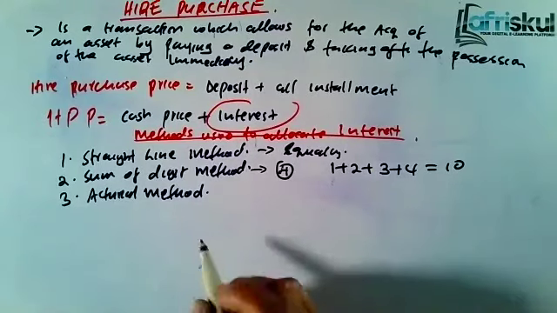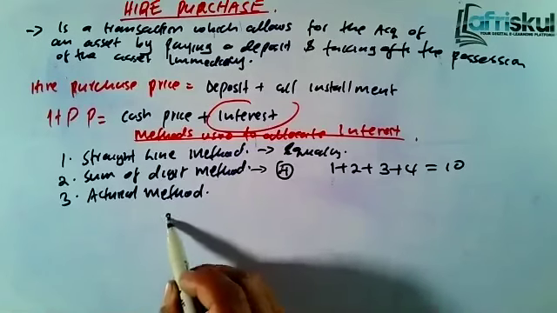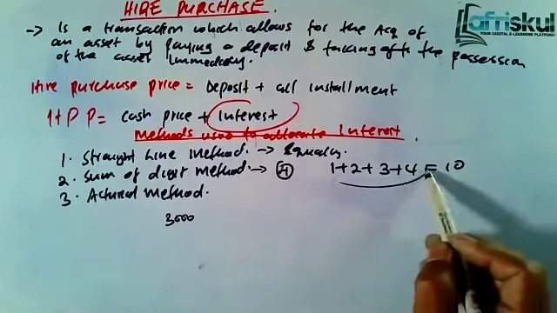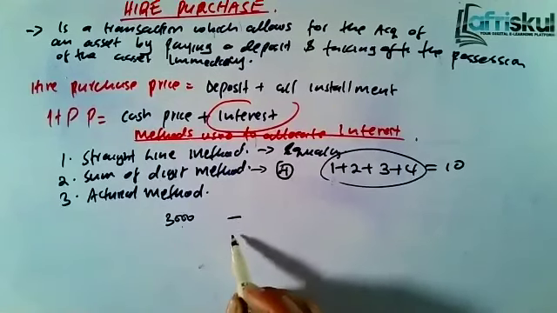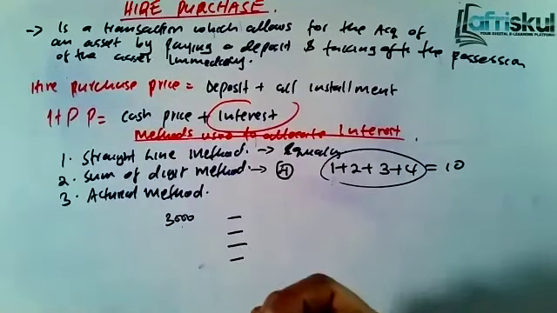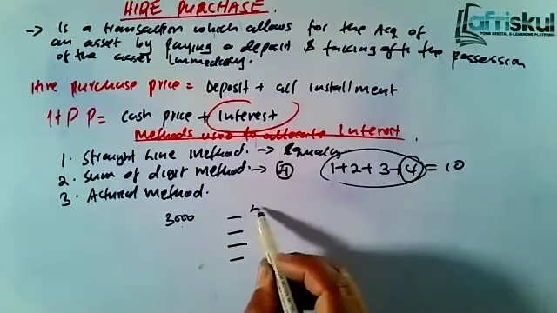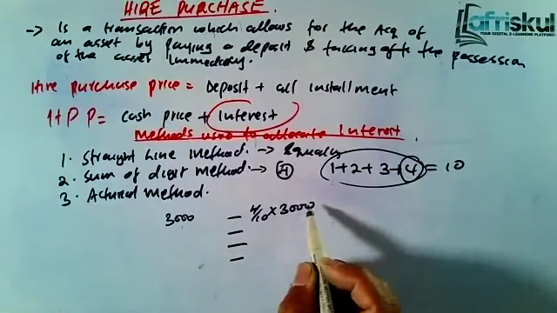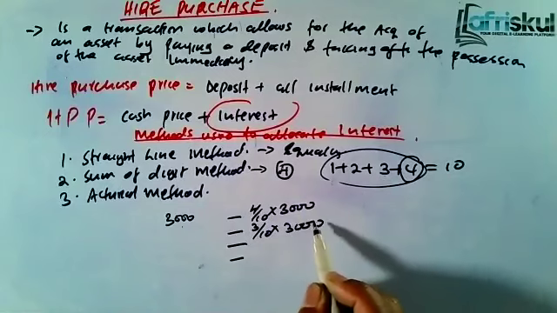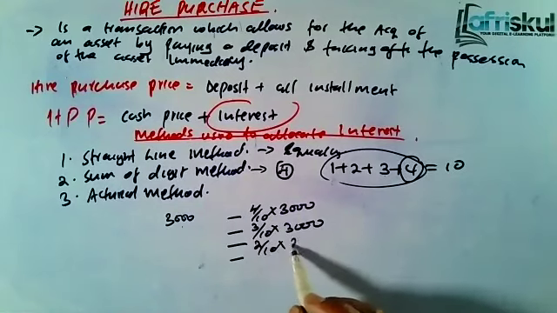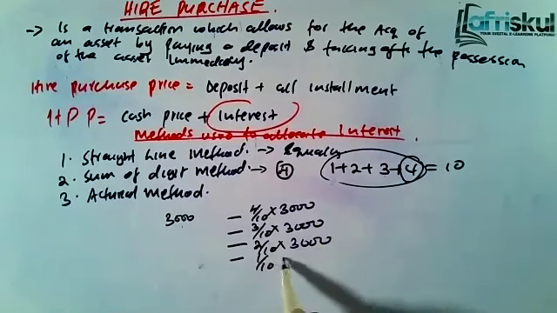Assuming you had calculated your interest and you are supposed to receive an interest of 3,000, and this person is supposed to pay in 4 installments, that means this 3,000 will be spread over the 4 installments. For the first installment, you take 4/10 times 3,000. For the second installment, you take 3/10 times 3,000. The other one will be 2/10 times 3,000, and lastly 1/10 times 3,000. That's how you get that.